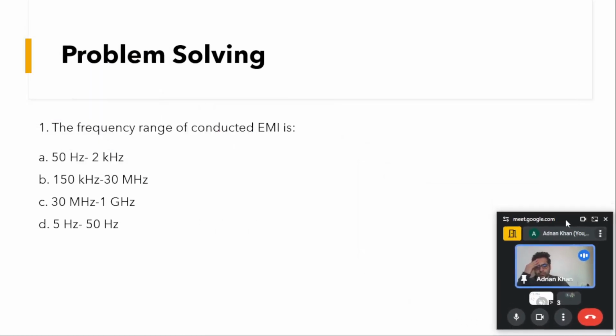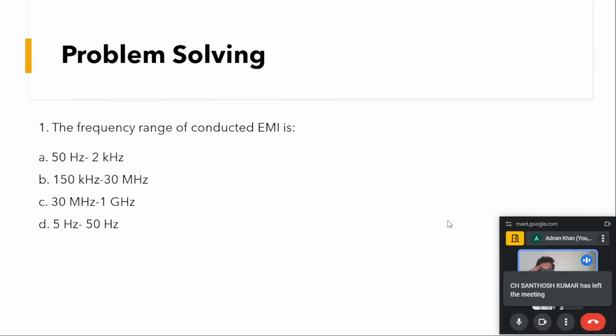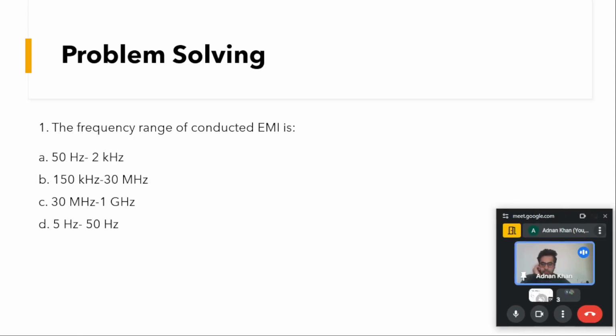Now we shall move towards the problem solving session. Let us take a 5-minute break, and we shall join at 4:20 and move towards the problem solving session.